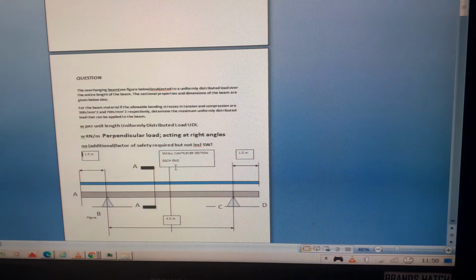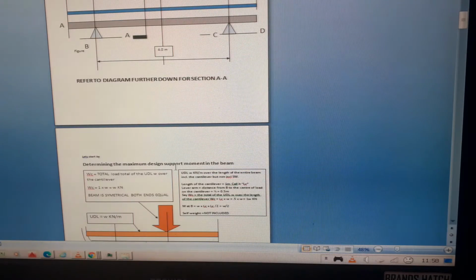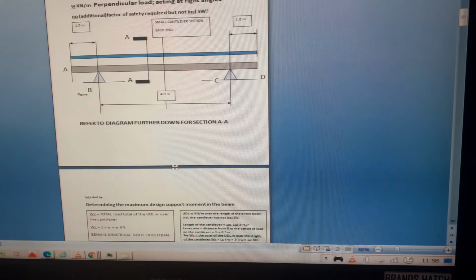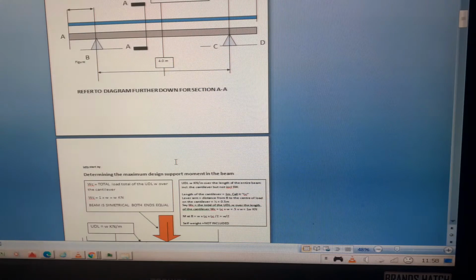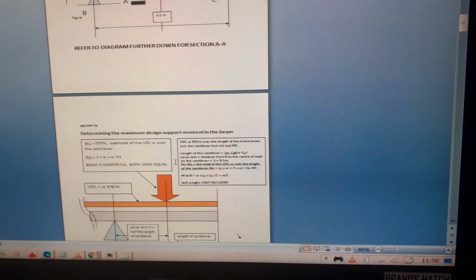What we need to do, as a first step, is determine where the maximum design moments are in the beam, so we can find where the greatest stress is. If you ask me from experience, wherever the bending moment is going to be bigger, it's going to be in the middle of the span and at the support. That's where we need to check. So let's start by determining the maximum design support moment in the beam.